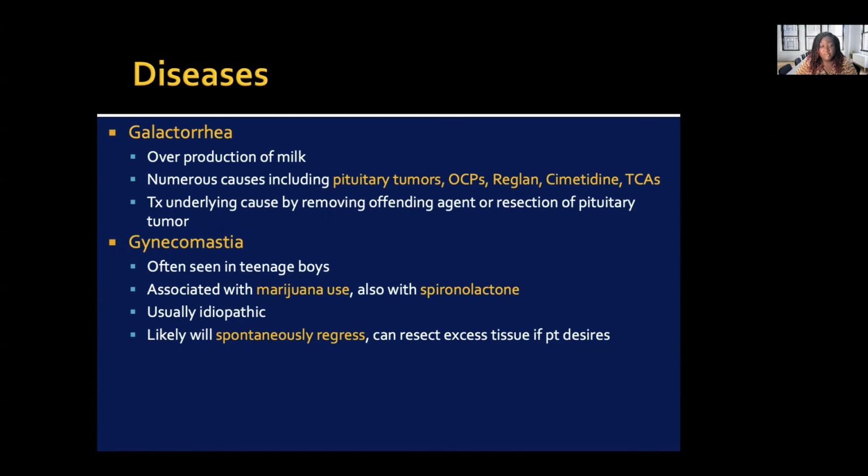Galactorrhea is the overproduction of milk, and it's caused by multiple different things, such as pituitary tumors, the use of oral contraceptive pills, cimetidine, TCAs. And really, the main focus is to treat the underlying cause by removing the offending agent or resecting the primary tumor. Gynecomastia is enlargement of the breast, and it's often seen in teenage boys. It's usually associated with marijuana use, spironolactone, and a lot of other medications too, including some of the ones that are associated with galactorrhea. It's usually idiopathic, and it usually will regress and go away on its own. But if it continues to persist, definitely resection is possible.